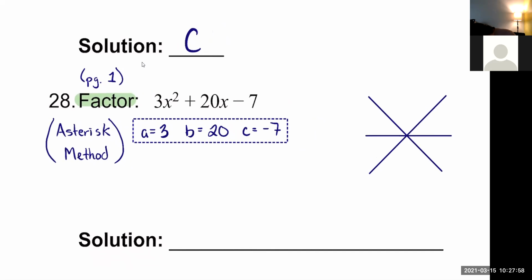So on top is A times C, so we're looking at 3 times -7, and I get -21. Either side of that is A, which are my 3's. B on the bottom is 20. Now, if you had your factor pair list handy, that would be a great tool here, or maybe you spot them already, because there's not a whole lot of factors for 21. But I need two numbers that multiply to equal -21, but also add to equal 20.